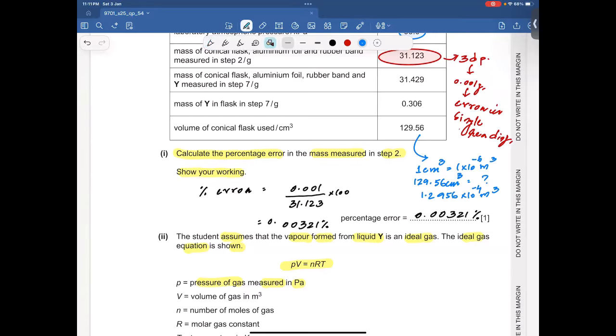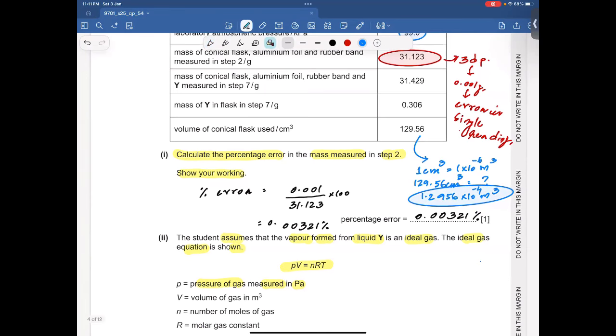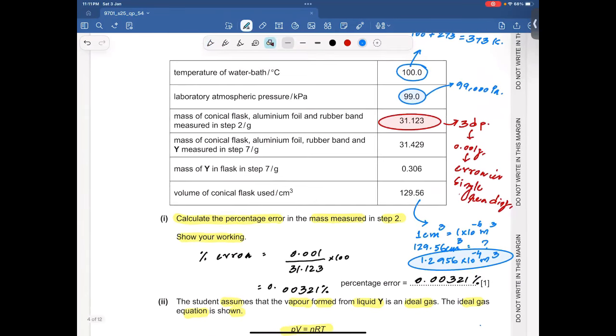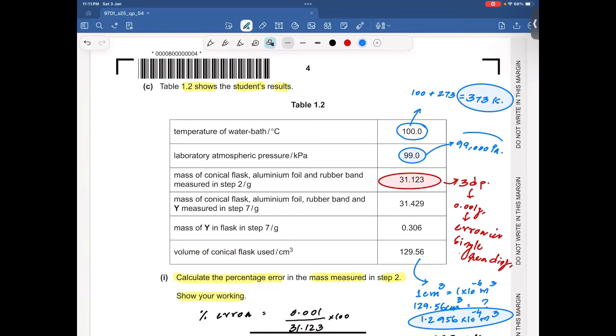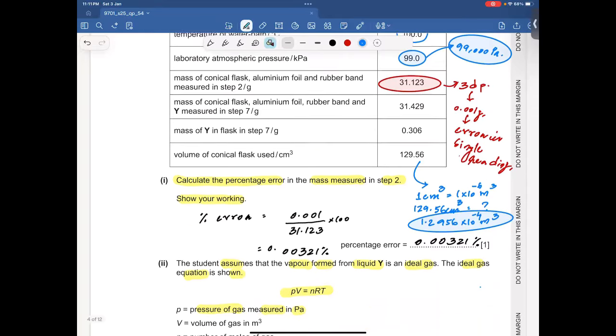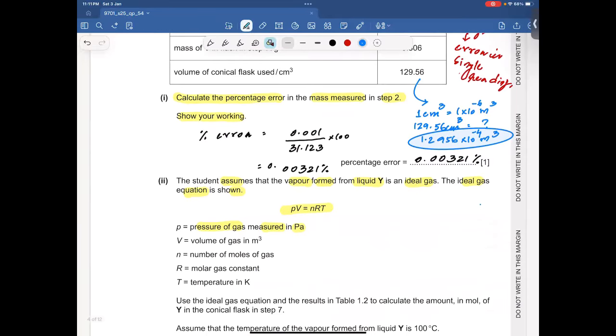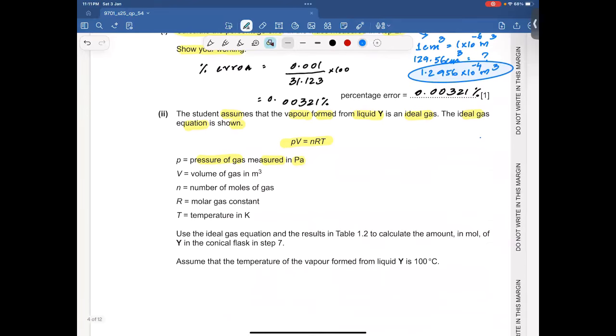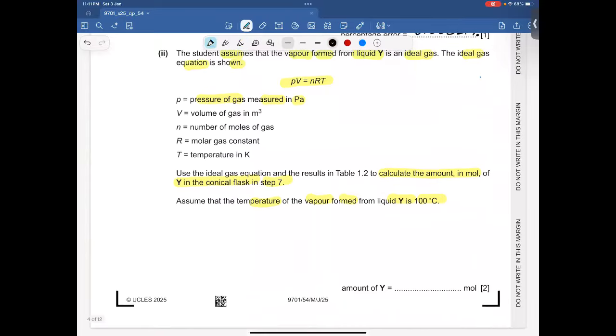See, I know the volume. I know the temperature. I know the pressure. What's left? Pressure, volume, R, and T, n. So what is the examiner looking for? That's easy. The examiner is looking for the number of moles of Y in the conical flask in step 7. Assume that the temperature of the vapor formed from liquid Y is 100 degrees Celsius. Okay, so it's PV equals nRT.